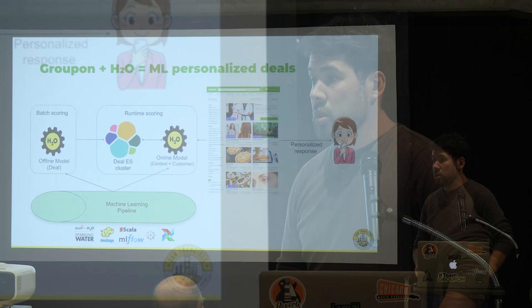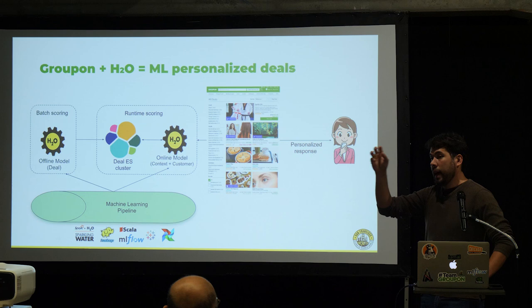So the online model only has the contextual features, user features, and that deal quality score as an input.